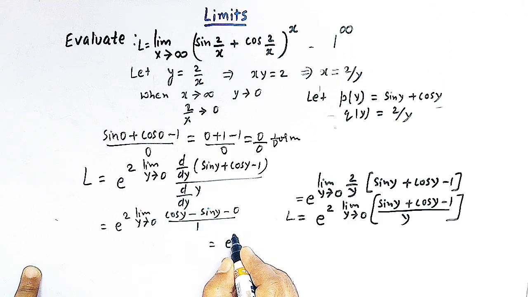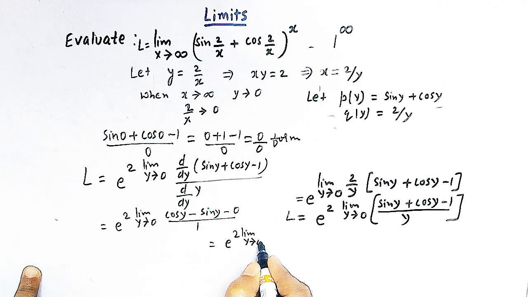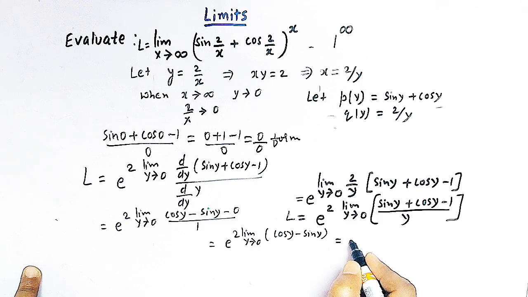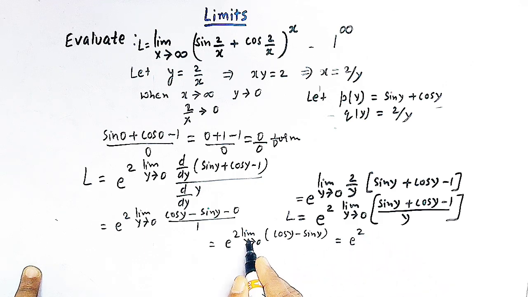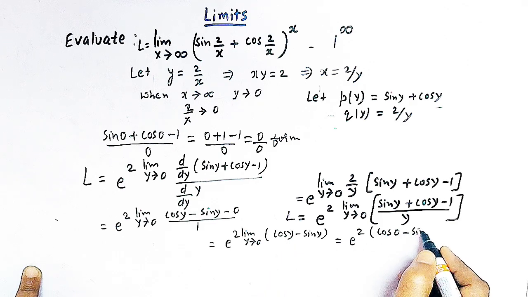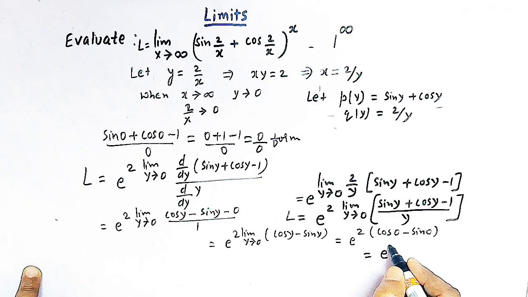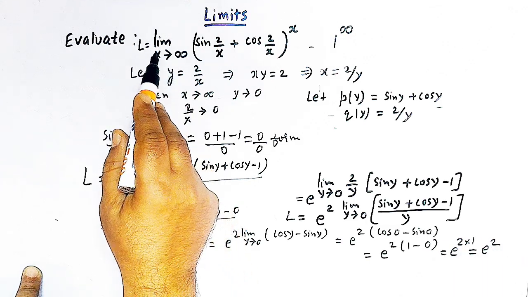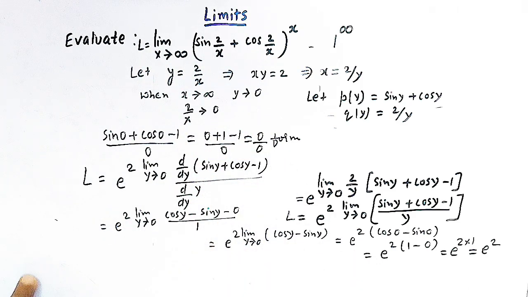So we have e raised to 2 times limit y tends to 0 of cos y minus sine y. So here we can now take y is equal to 0. So we have cos 0 minus sine 0. So this is e raised to 2 times, cos 0 is 1, sine 0 is 0. So this is e raised to 2 times 1, that is e square, right? So the value of this limit is equal to e square.